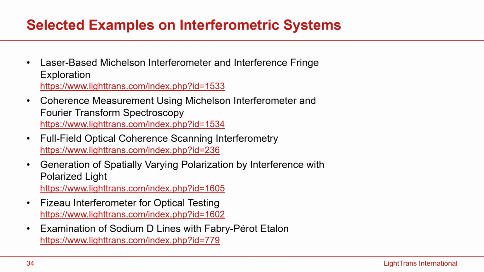So there are some more examples on interferometric systems, like the typical Michelson interferometer you can build up easily. You can also build up, let's say, some more advanced systems based on Michelson, like the coherence measurement or coherence scanning interferometry based on Michelson. You can also use interferometric setups to generate, for example, spatially varying polarizations. For example, here we have an example with a Mach-Zehnder interferometer. And also, typically, we have the Fizeau interferometer for optical testing, which is the most typically used type of interferometer in the industry.